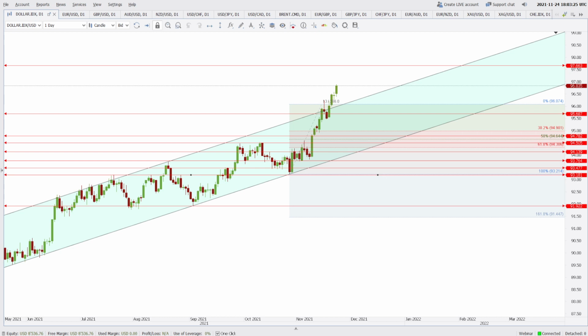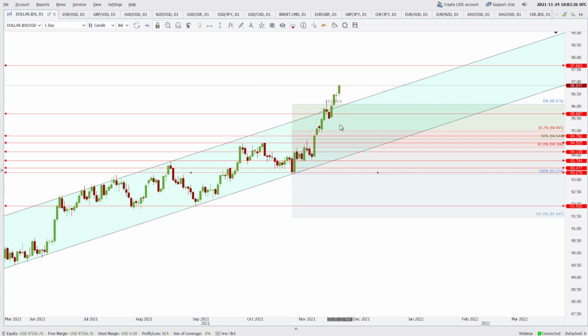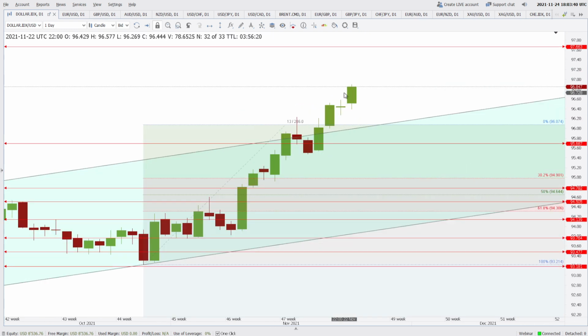So this is the first chart. This is the daily chart of the dollar index. Dollar index before 3 days had broken out of 95.68 resistance, and after that it is continuously going up. You can see it is continuously going up, and now the next resistance for the dollar index is at 97.66.